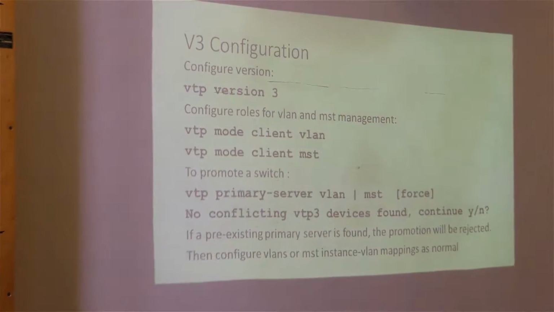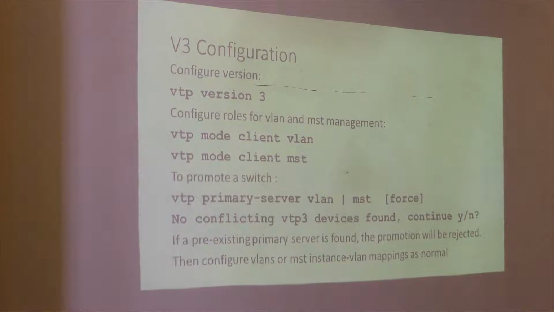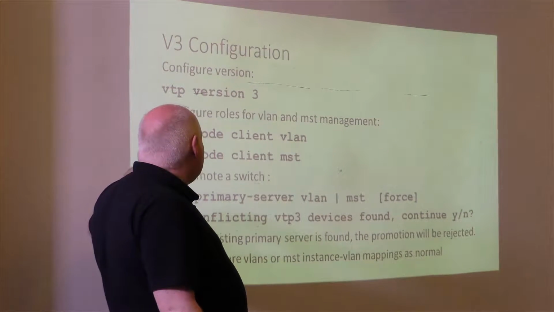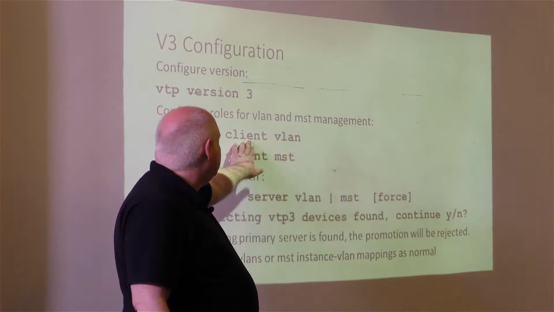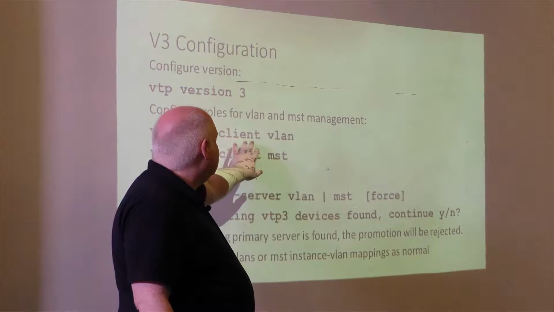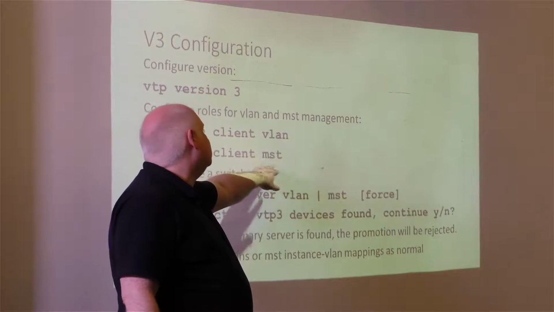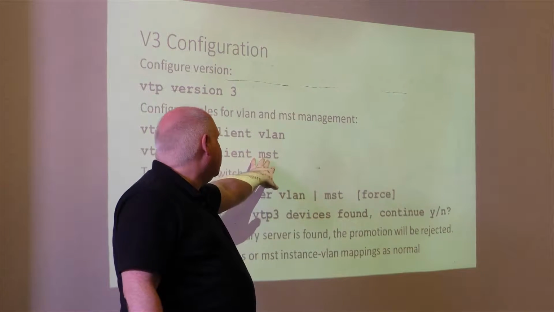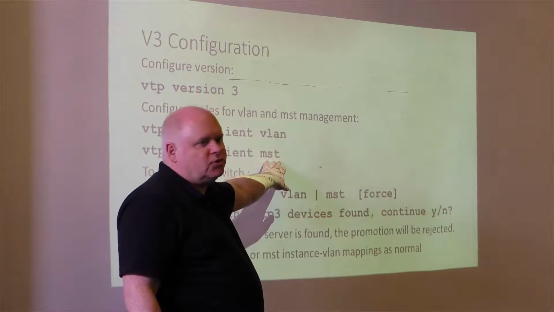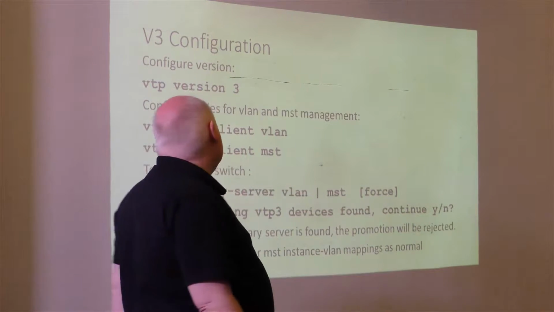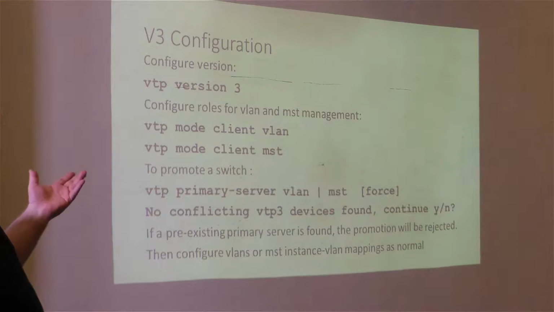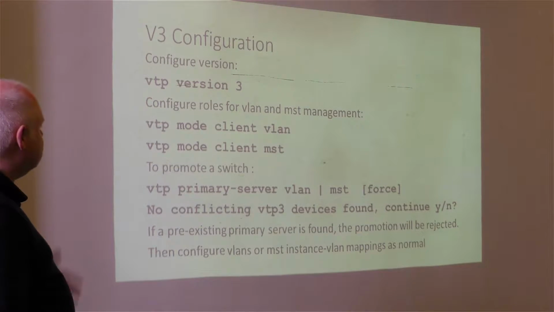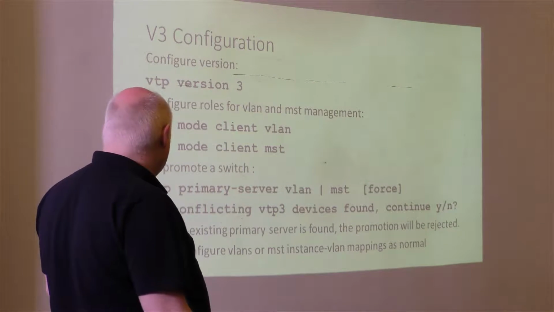Configuration-wise, you say VTP version 3, and you can configure the VTP server to be a particular mode, client, server, etc., for a particular function. So this is for normal VTP, controlling VLAN information, but you could also say I'm a server for multiple spanning tree or something. And one switch can be doing different things, can have a different role depending on what it's doing, spanning tree versus VLANs.